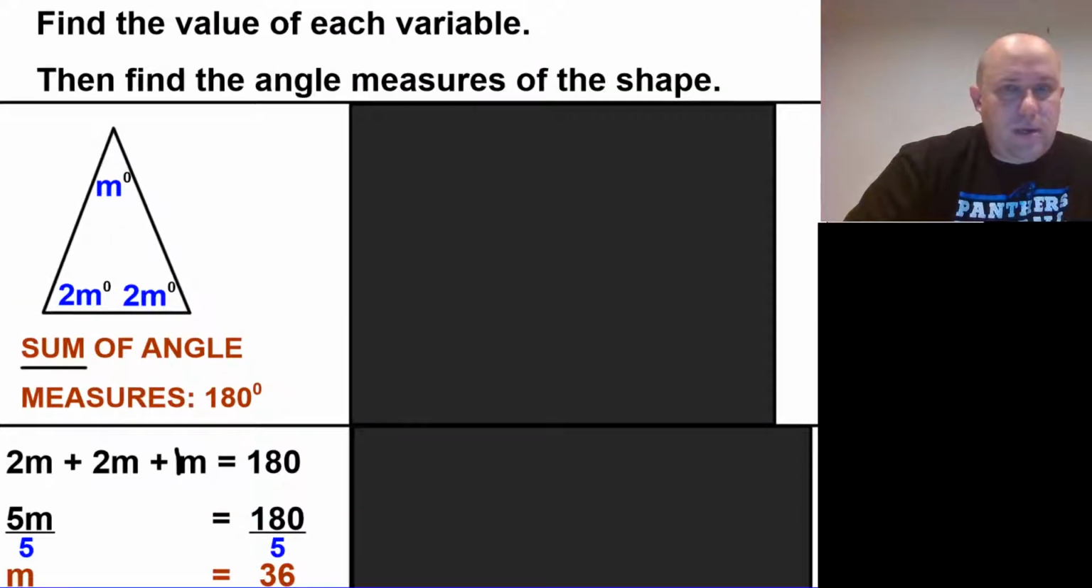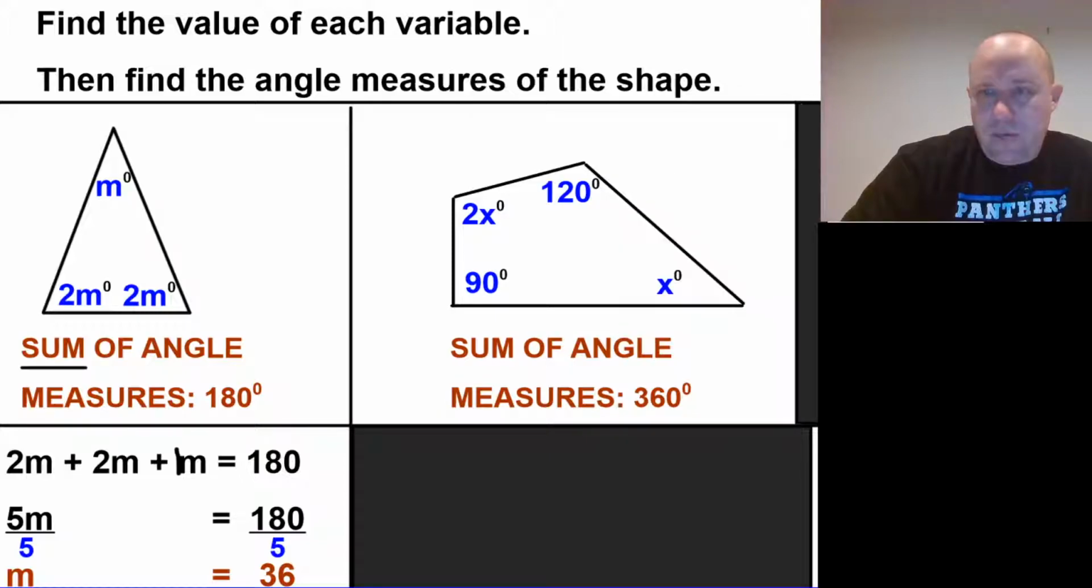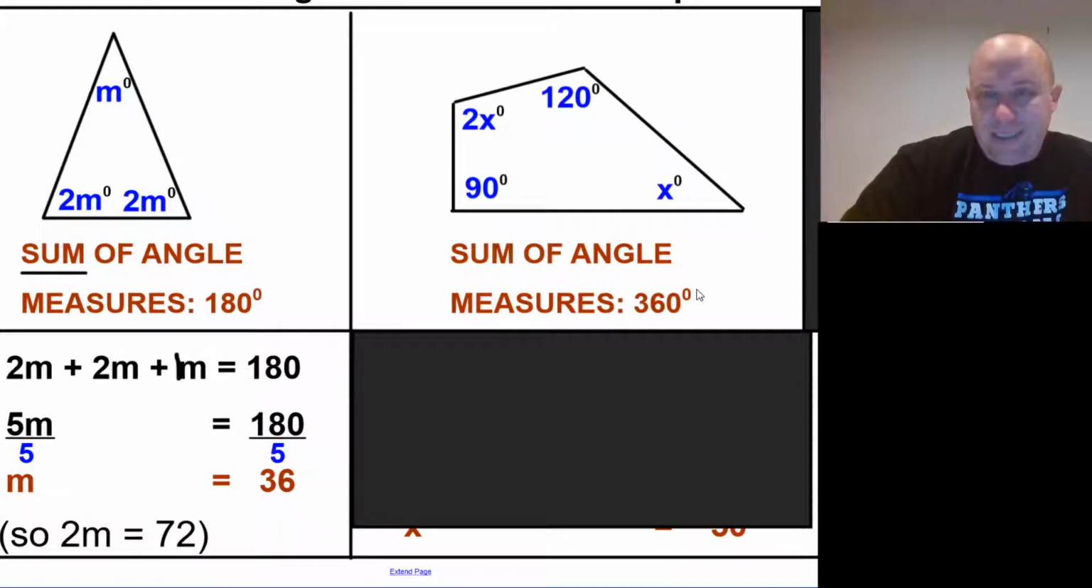Now, for the one on the other side, I think there's a slightly different shape here. There we go. We've got a quadrilateral, a four-sided shape. And the fact for four-sided shapes is that they add up to 360. So when I add all these together, it must be 360. Now, not all these are like terms. Some have variables and some have numbers. So just collect the like terms together.